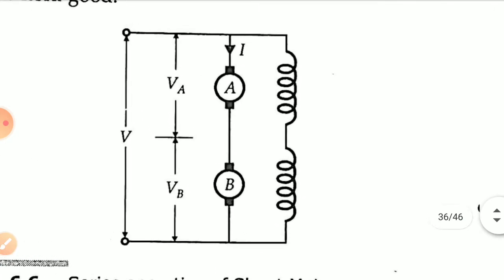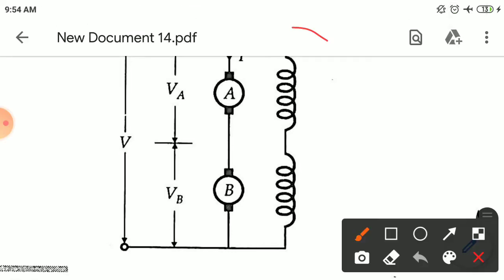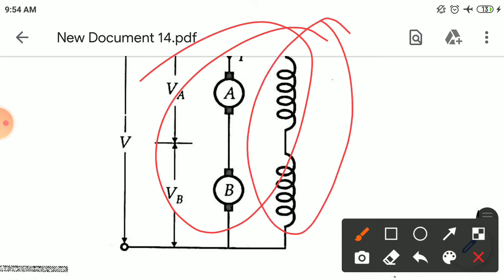So this is the equivalent circuit indicating the series operation of the shunt motor with unequal wheel diameter. Here the case is similar to that of the series operation of series motors, and the same equations hold good here. These are the shunt motors, and they are connected in series, so the operation takes place in a series way.